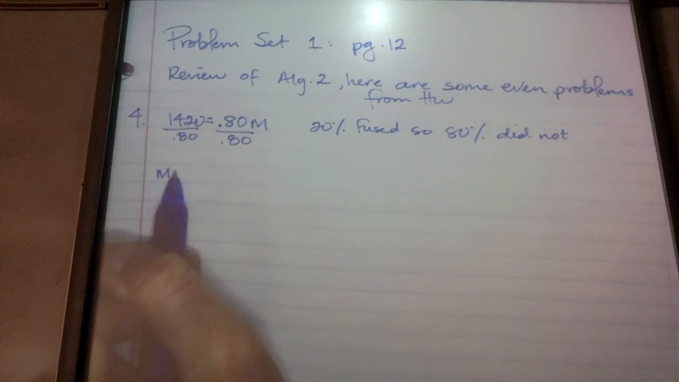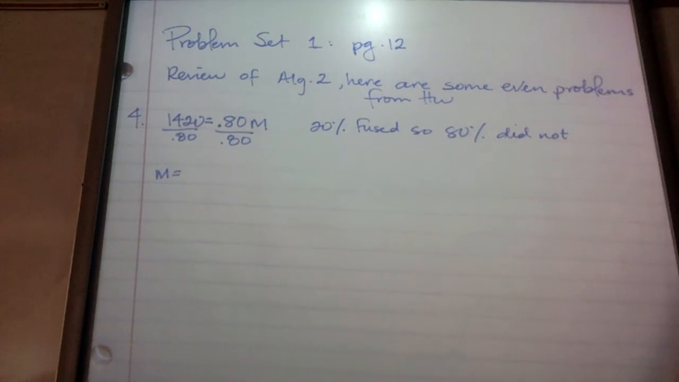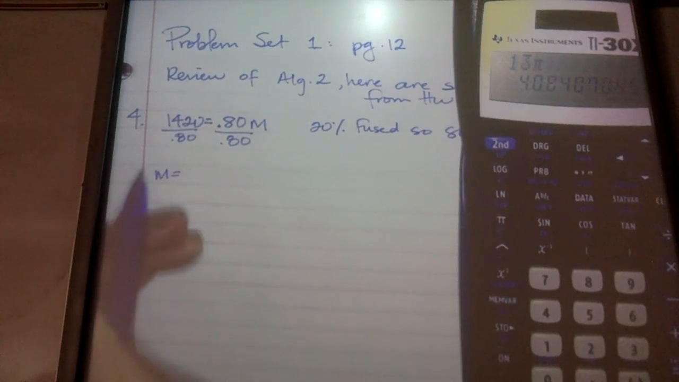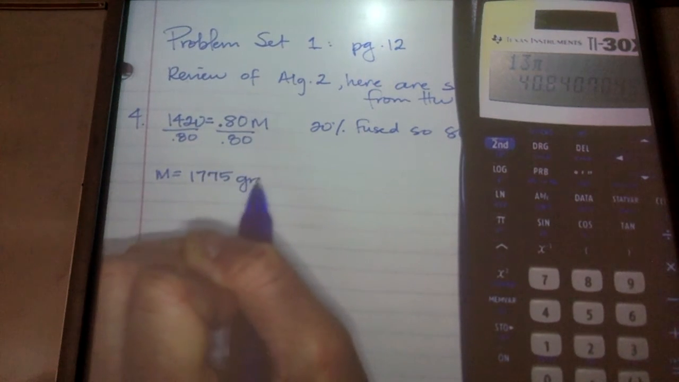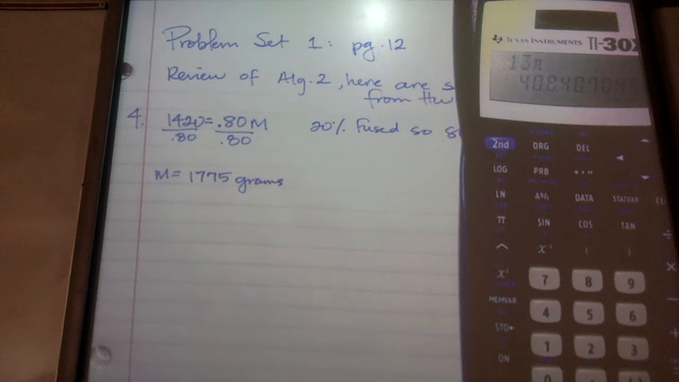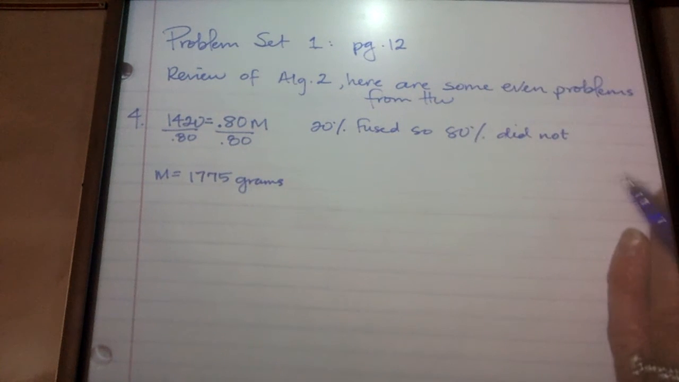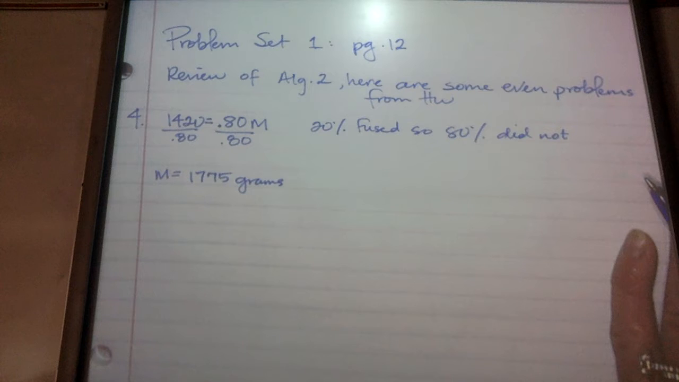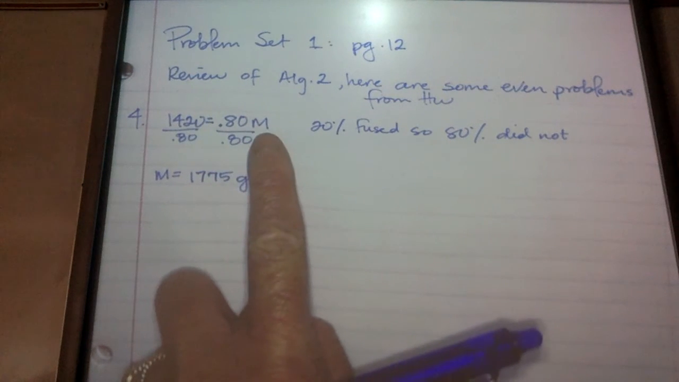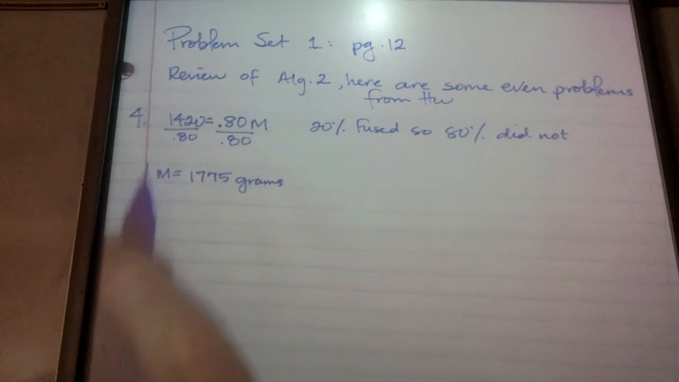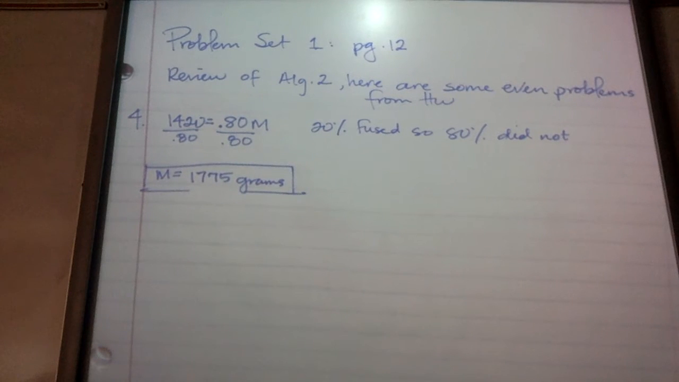So I know the amount not used would be 1,775 grams, because it asked how many was used. So if this represents 80%, then M must be the total. So this is the total, I got myself all confused, of grams that were part of the problem. Okay, so that's number 4.